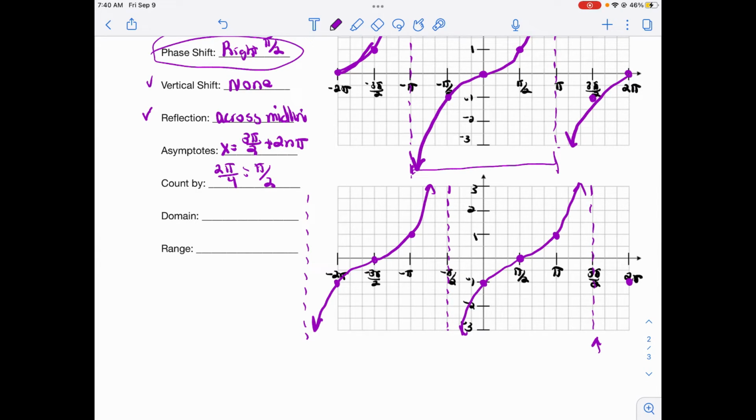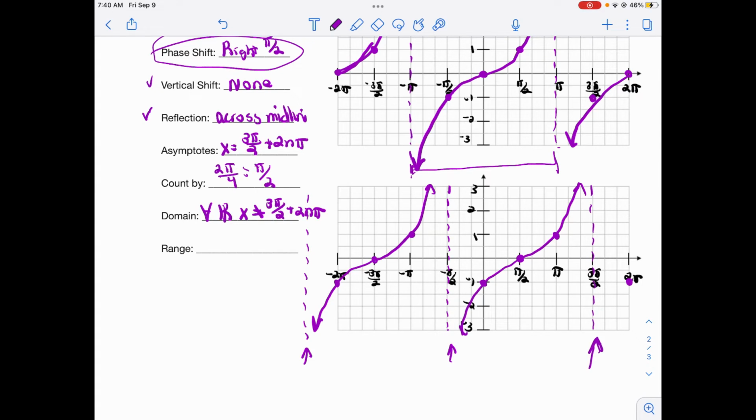Now to do my domain, my range. Domain is our smallest x value to our largest x value. But notice that every time we have an asymptote, our graph doesn't have an x value there. So our domain is going to be all real numbers except where we have asymptotes. Well, how do we write that? Just like we did for the secant and cosecant, all real numbers such that x is not equal to, and then our asymptote equation.